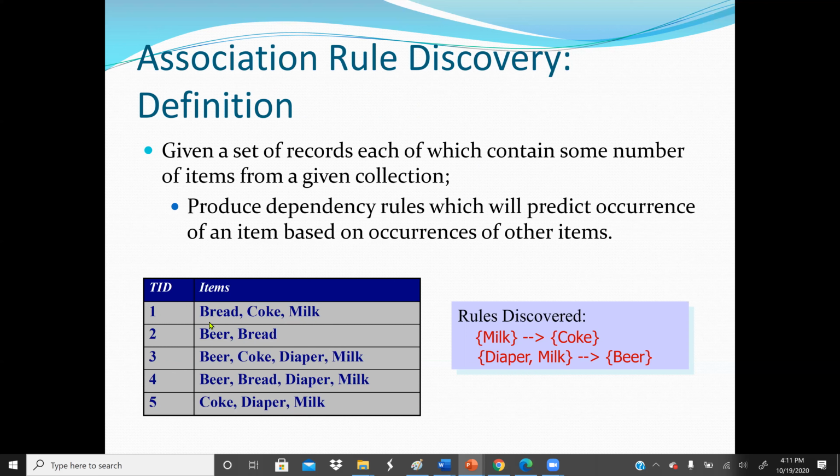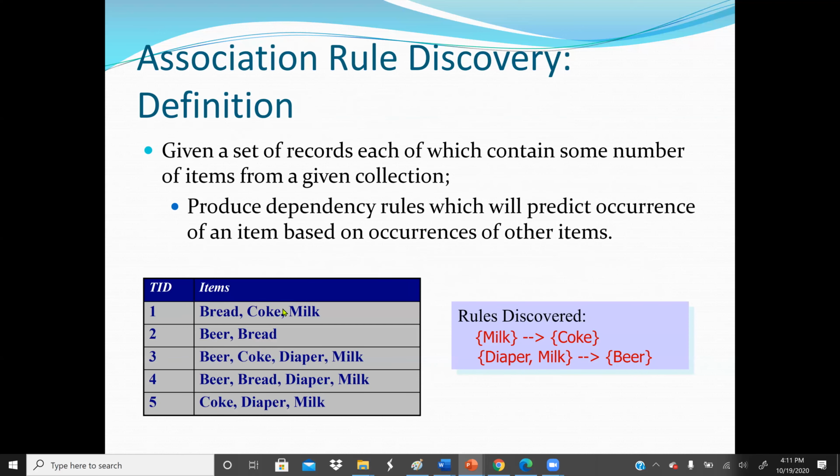The first customer buys bread, Coke, and milk. The second customer buys beer and bread, etc. Now we may have a rule discovery here, but in order to discover this rule, again, it will be based on the confidence and support. So we saw, based on the data here, when a customer buys milk, he also buys Coke. The reason why is because we look at the milk and Coke together, we have 1, milk and Coke, and 2, and also 3.